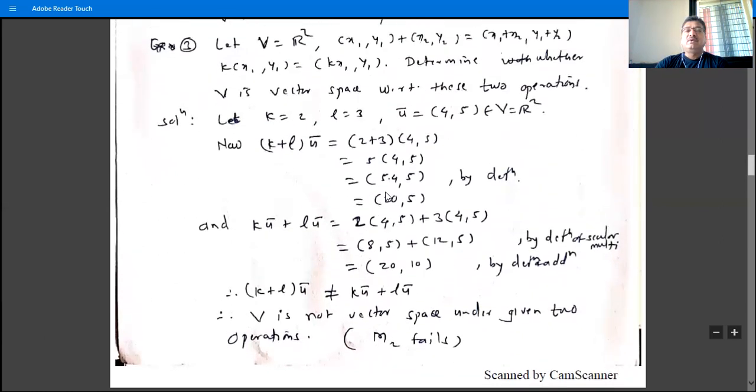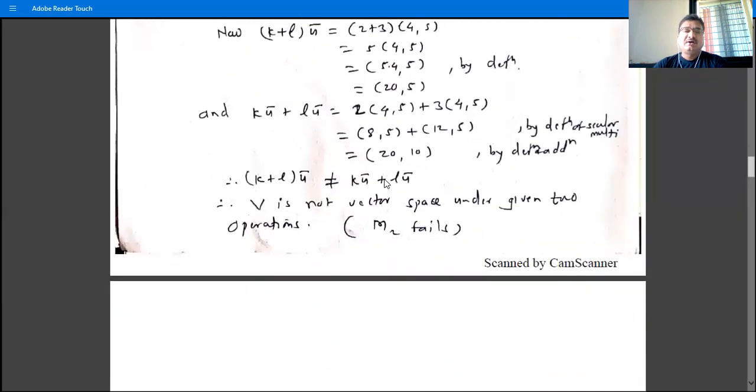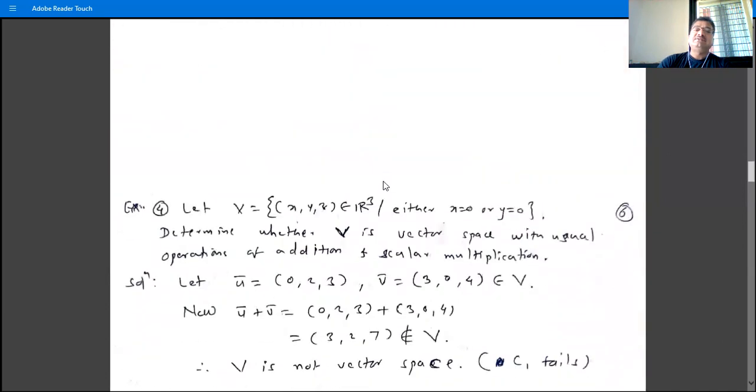So we can give a counter example. It may happen that for this example another property fails. What are those? C2, M1, then M3 and M4. Out of these remaining 4 properties corresponding to scalar multiplication, maybe one of them may be dissatisfied for this set. We can also give that as a counter example.